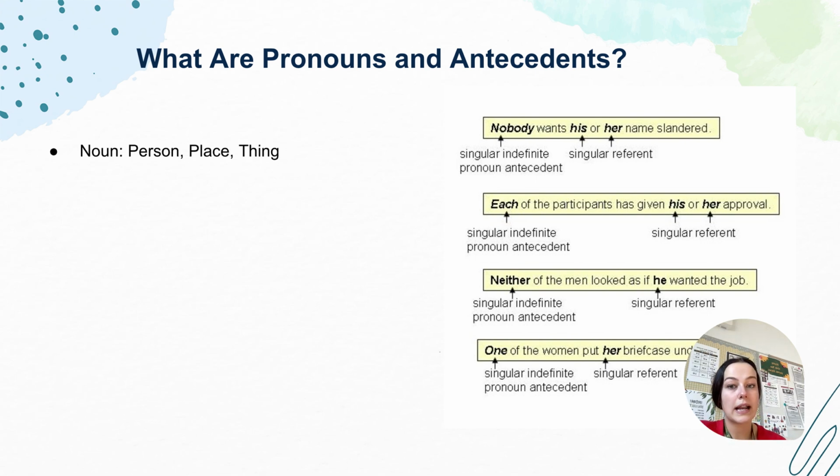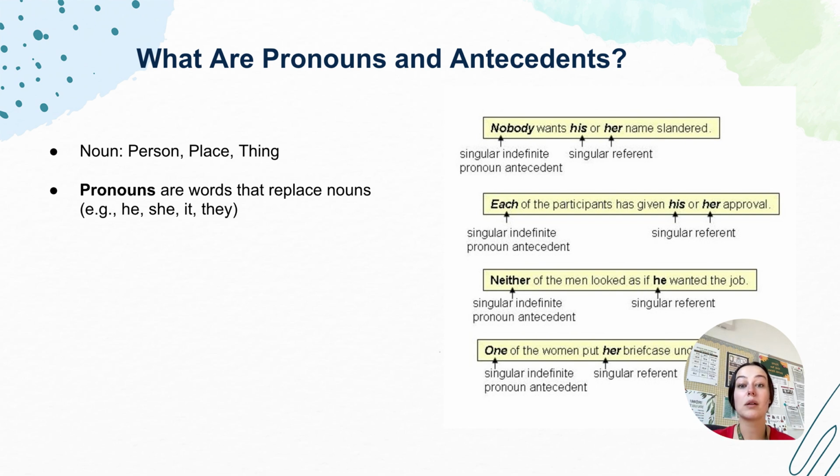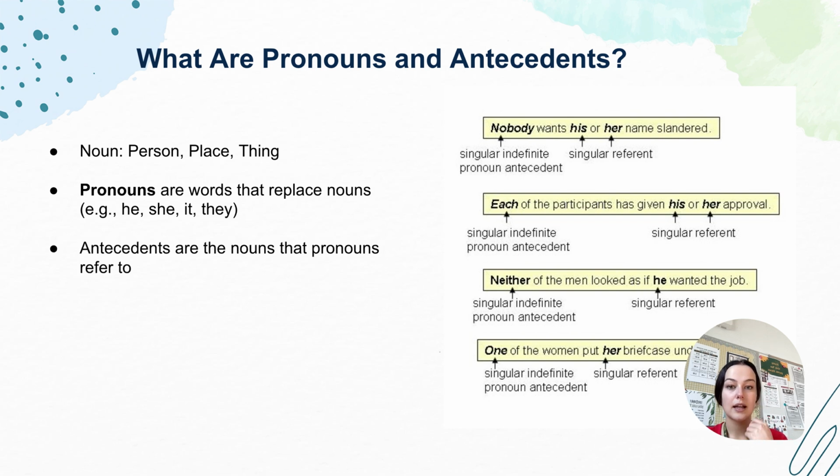what a noun is. So a noun is a person, place, or thing, right? So the student, Miss Gouget, the school, the desk, right? These are all nouns. Anything that's a person, place, or thing, it's going to be a noun. Pronouns are the words that then replace these nouns, okay? So like he, she, it, they, we, okay? The list kind of goes on. We'll be exposed to some more, but what's important to know is that pronouns are the words that replace the nouns, okay? And then the antecedents, they are the nouns that pronouns refer to.